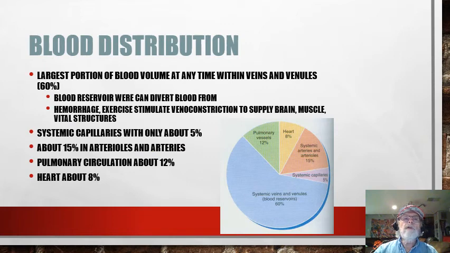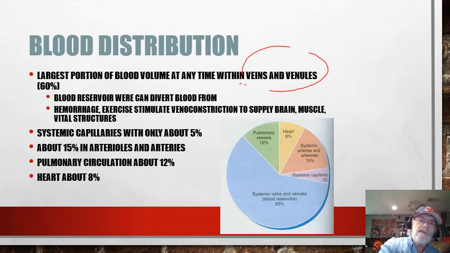Okay? When we talked about blood distribution, like I mentioned, if we look at the blood within veins and venules, it's mostly in the veins, probably about 60%. It's a large reservoir of blood that's in the veins.